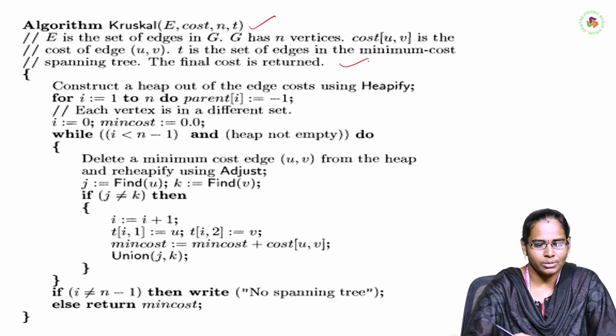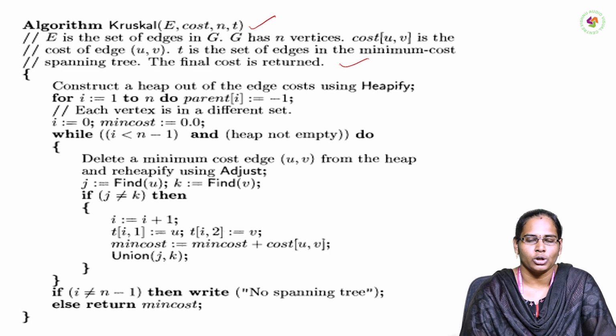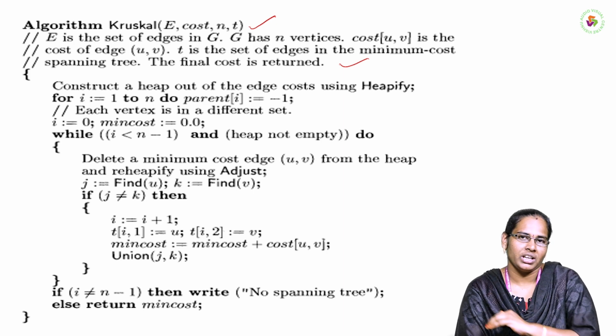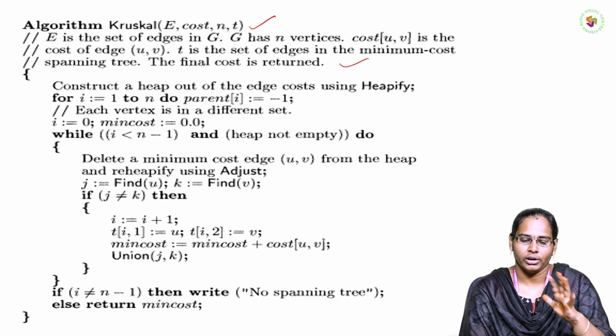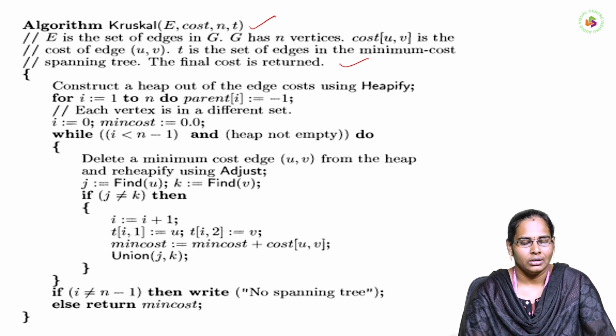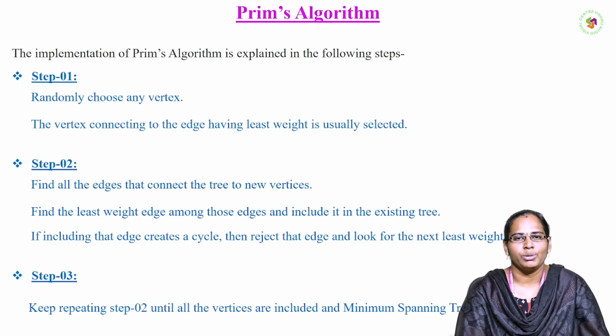After that, what is the procedure we are following here? By using heap sort, you have to arrange all the edge weights in sorting order. After that, you have to perform all these steps. This is about Kruskal's algorithm. Now, coming to Prim's algorithm.